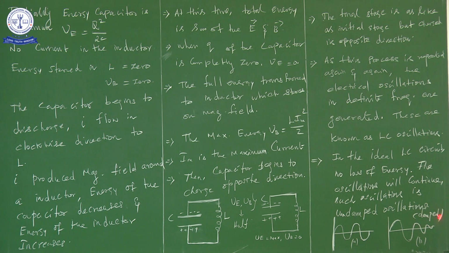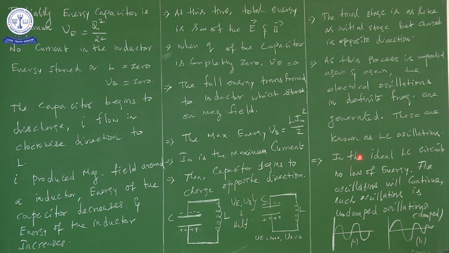Damped oscillations means that if your capacitor is connected with the inductor, the capacitor has zero resistance, however the inductor has a small amount of resistance. Due to that small resistance, some energy is lost in every cycle. So initially it produces the maximum amplitude, then the amplitude keeps decreasing. Why? Because the energy is lost. It keeps going and within a short time it dies out. Such oscillations are known as damped oscillations.